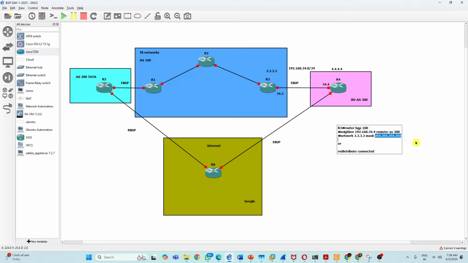No, subnet mask. Good question. In OSPF, we use wildcard mask. In BGP, we use subnet mask.